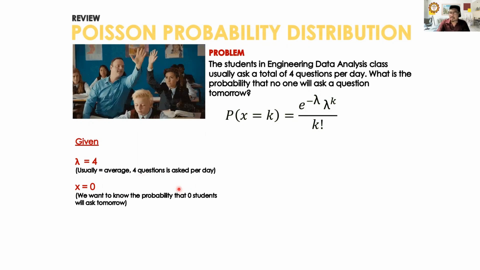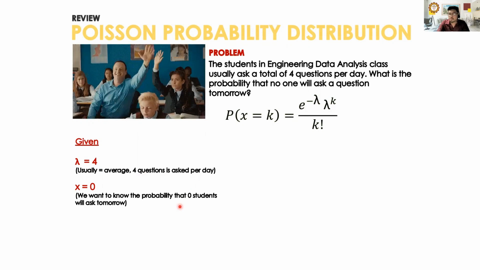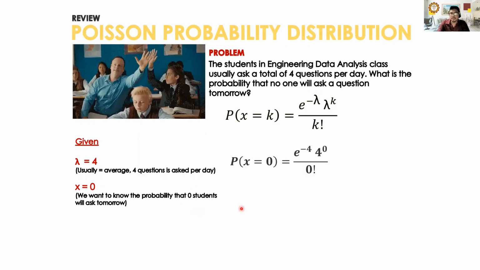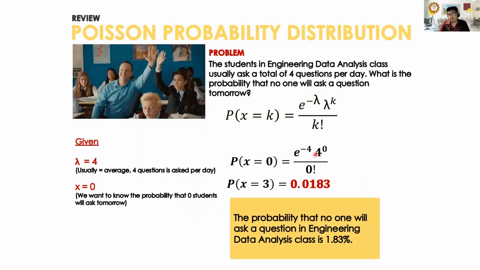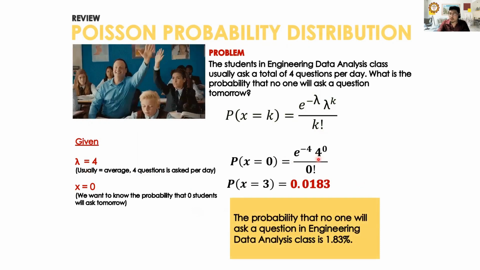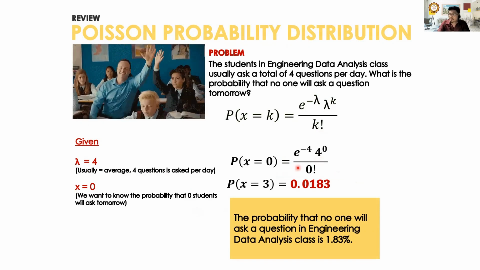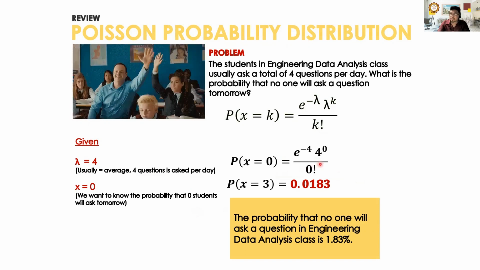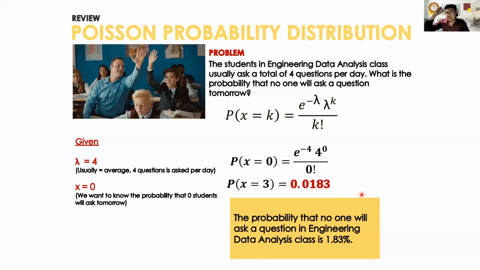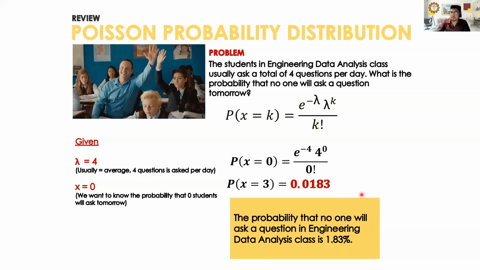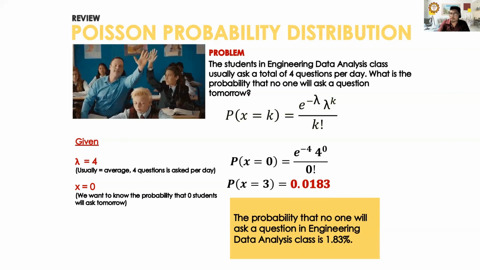And then our x here, what's being asked, is 0, because we want to know the probability that no students, or 0 students, will ask tomorrow. We just have to substitute the values for lambda and x in our formula. The e here is Euler's number. We have a constant value for this one. So e raised to the power of -4 times 4 raised to the power of 0, divided by 0 factorial. Our result should be 0.0183. Therefore, the probability that no one will ask a question in engineering data analysis class is 1.83%.